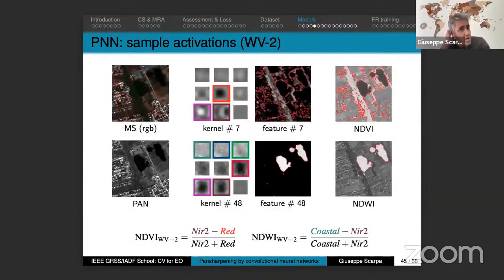In the PNN paper, we have conducted also an interesting analysis aimed to explain the shapes of the learned kernels. We found in particular that several kernels actually learn to produce approximations of popular remote sensing features such as vegetation index or water index, that are usually defined as simple combinations of band pairs. In particular, they are normalized differences. We have the expressions here on the bottom. You can see here some such kernels, the number 7 and the 48.